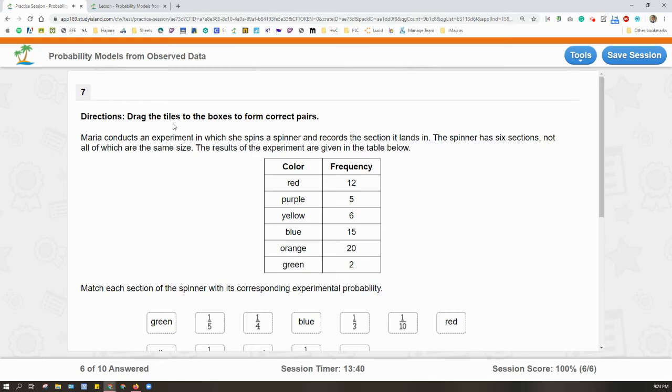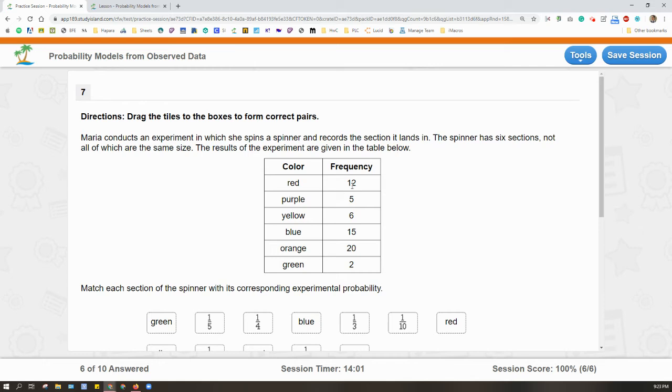Moving right along, number 7. Maria conducts an experiment in which she spins a spinner and records the section it lands in. The spinner has 6 sections, not all of which are the same size. So there's not the exact same probability that the spinner is going to land on each of these sections, because the sections are different sizes.